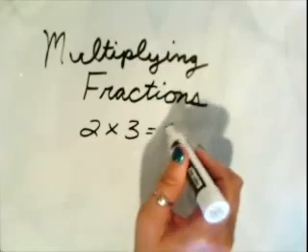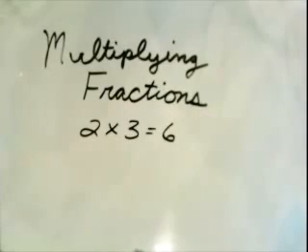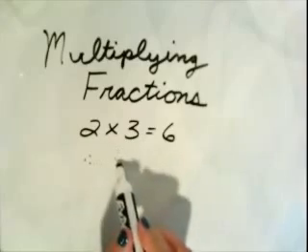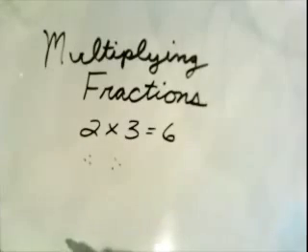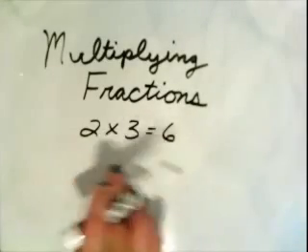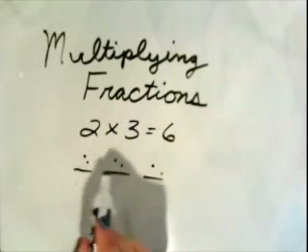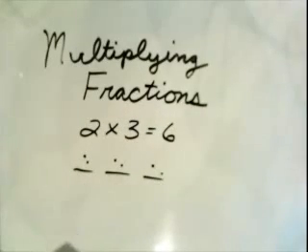Something like 2 times 3 equals 6. Why is 2 times 3 6? Because I can think of it as 2 groups of 3. So I have 6 total objects there. Or I could think of it as 1, 2, 3 groups of 2. Still 1, 2, 3, 4, 5, 6 total objects there.